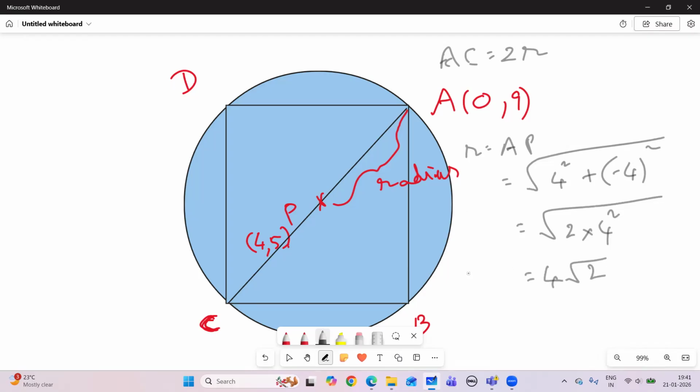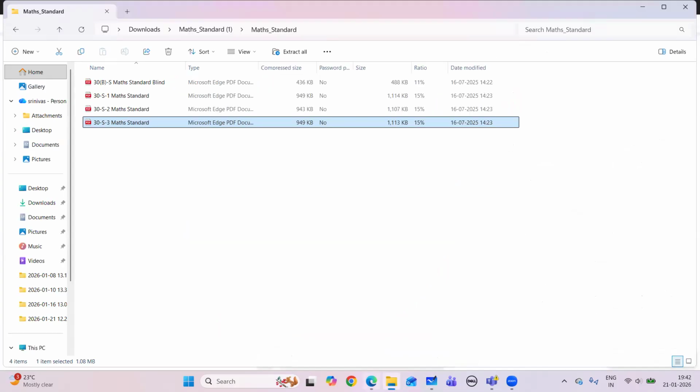And what we need is AC. AC is twice of this, that is 2 into 4 root 2, that is 8 root 2. AC is twice of R. That is the diagonal of the largest such square. Okay, let us look at the choices.